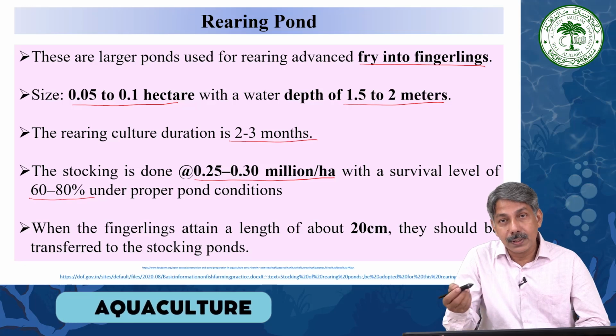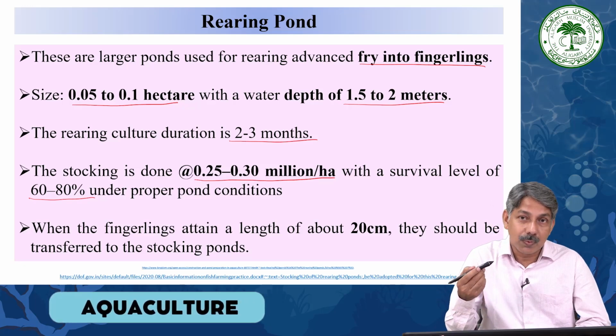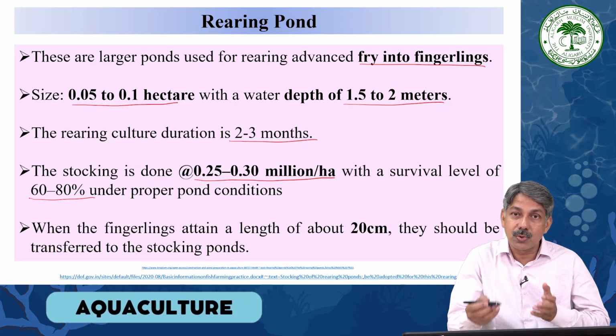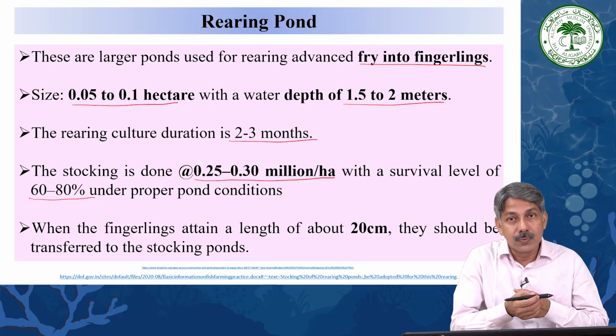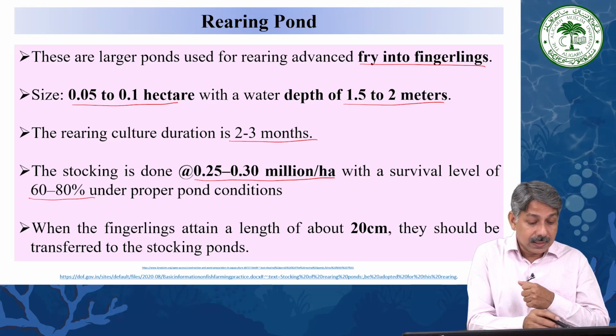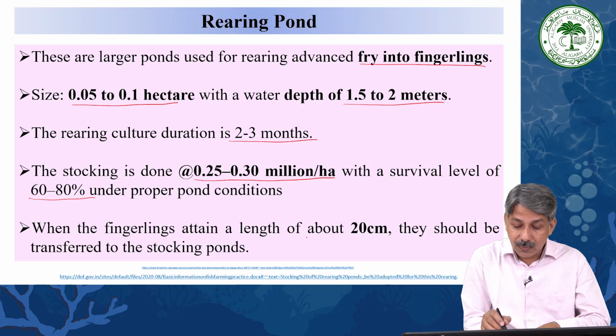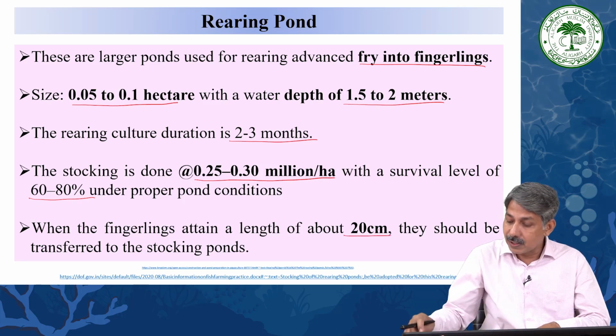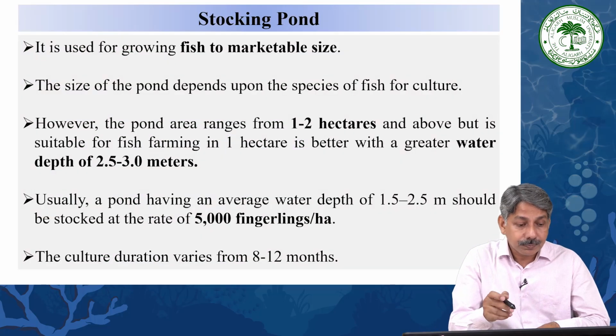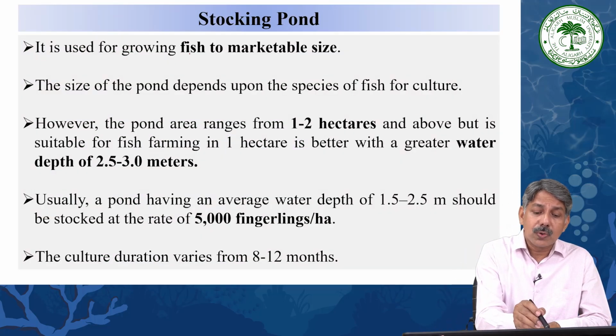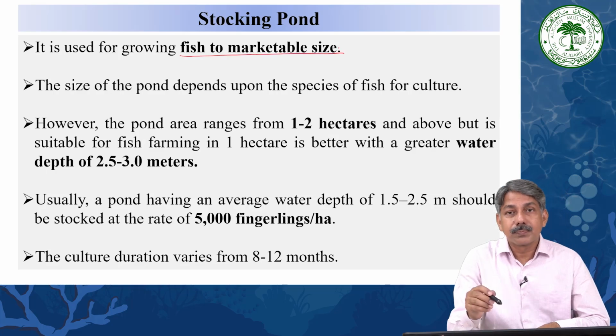Manage in terms of water quality, and provide a balance of natural food as well as artificial feed from outside, then the survival rate can be increased. When fingerlings attain a length of about 20 centimeter, then we can transfer them into a stocking pond. A stocking pond is used to grow fish to marketable size.